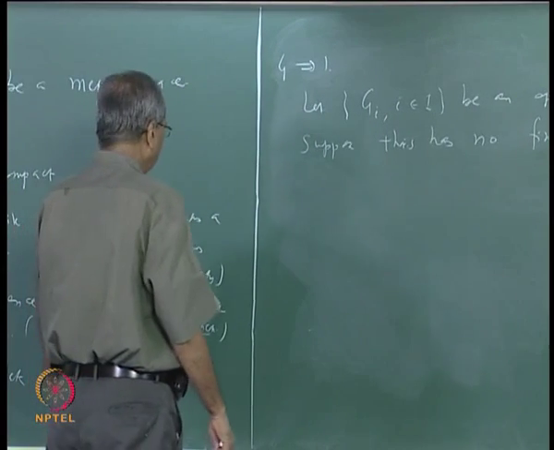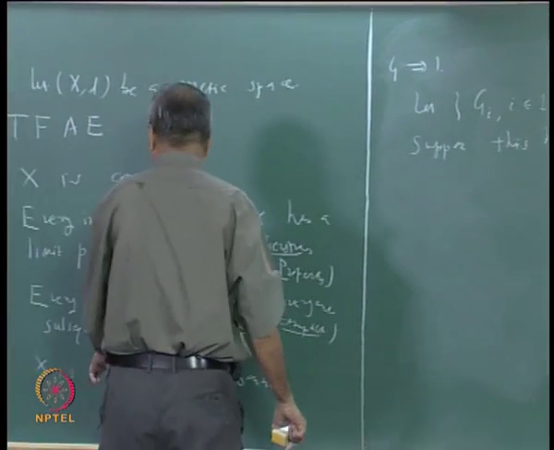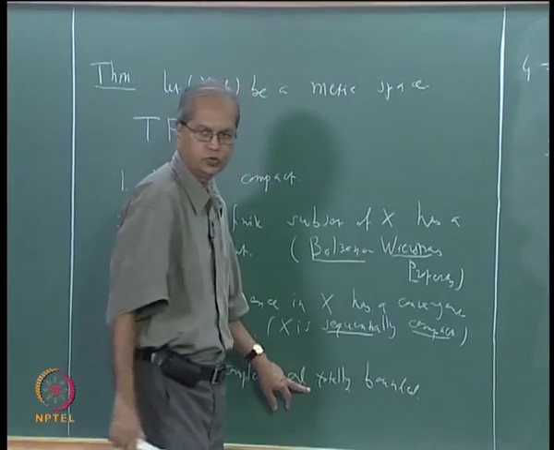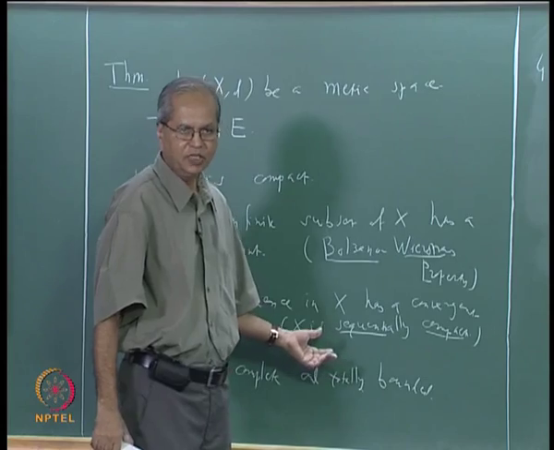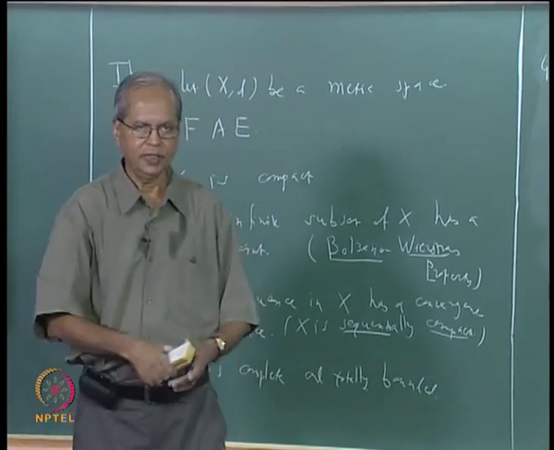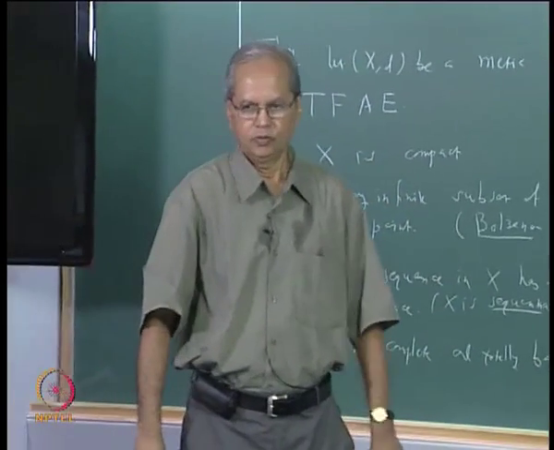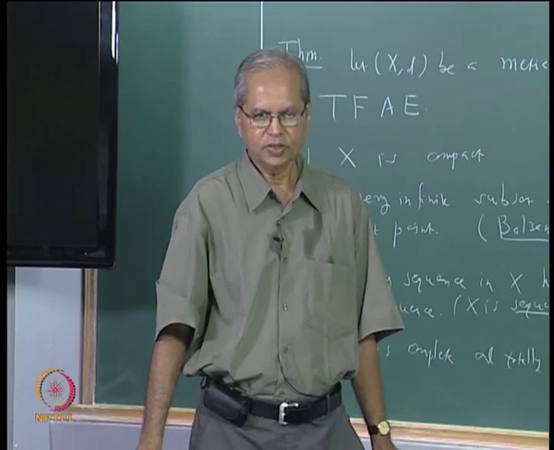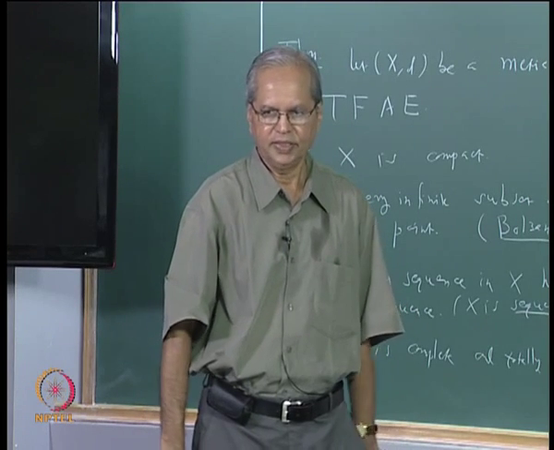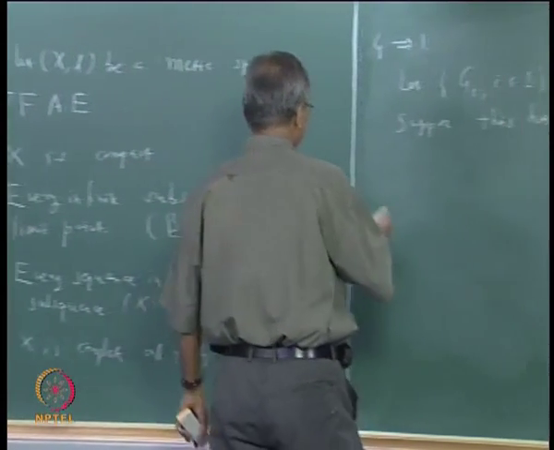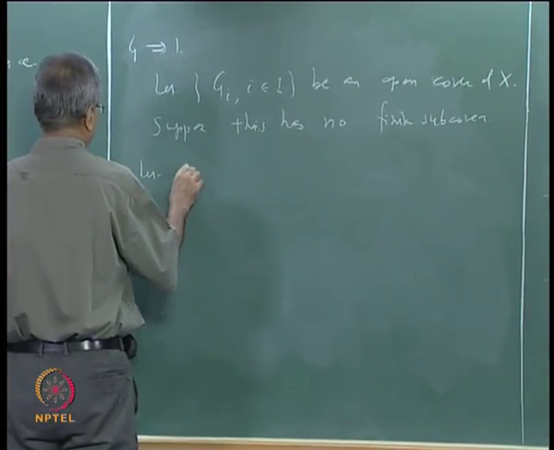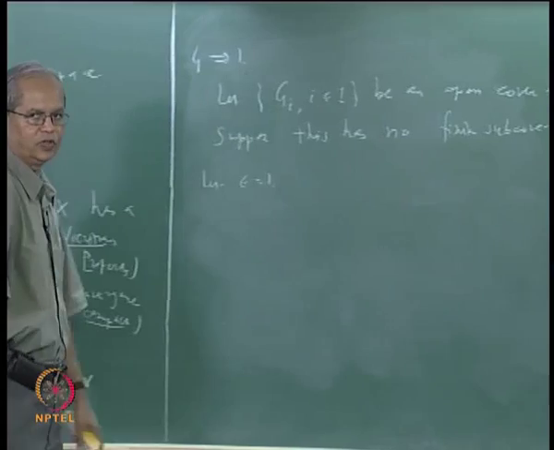To get a contradiction we have to use the fact that x is complete and also totally bounded. I will use this part first. Since x is totally bounded, we know that if you take any epsilon, x can be covered by a finite number of open balls with radius epsilon, and this is true for any epsilon. I will start with, let us say, epsilon equal to 1.